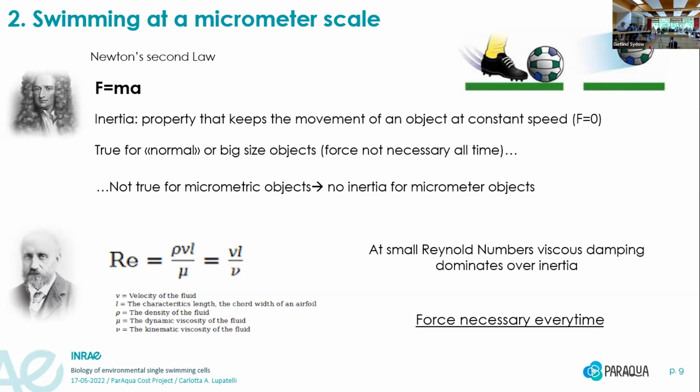This is not very true when we are at a micrometer scale. At a micrometer scale, we are in a different environment. In this environment, we no longer have inertia, but we have other forces, which are called viscous forces. Those viscous forces dominate over inertia. And this means that a microorganism, to move in this condition, always has to apply a lot of force. There is no inertia that helps them.